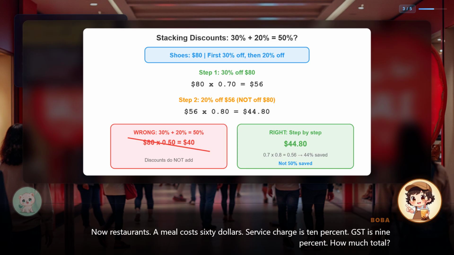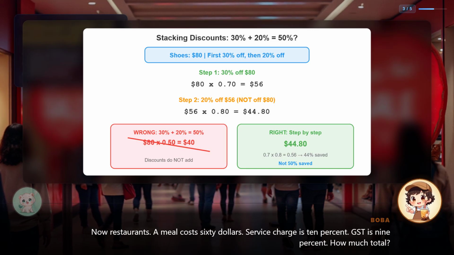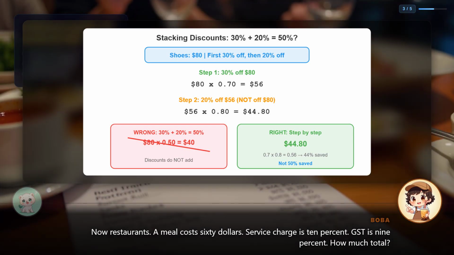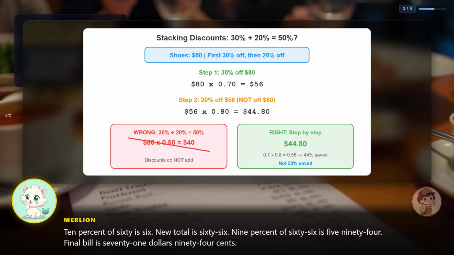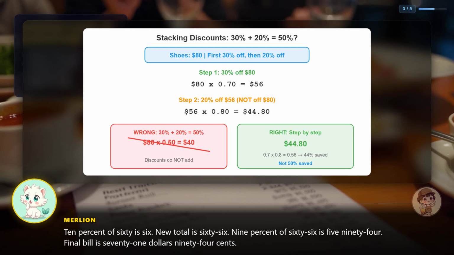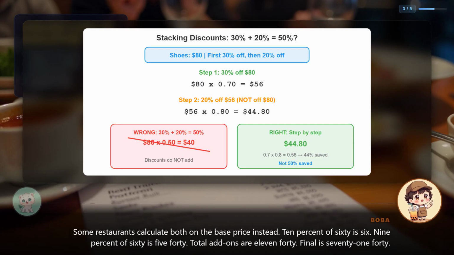Now, restaurants. A meal costs $60. Service charge is 10%. GST is 9%. How much total? 10% of 60 is 6. New total is 66. 9% of 66 is $5.94. Final bill is $71.94. Some restaurants calculate both on the base price instead.